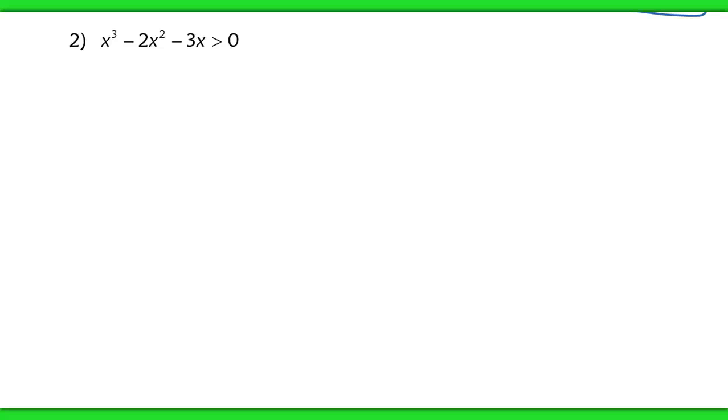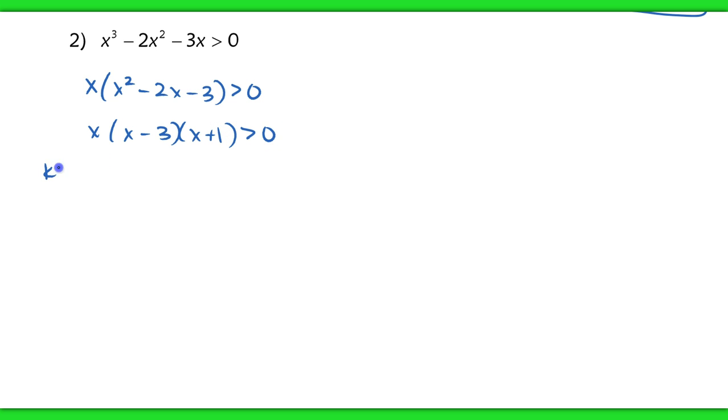Alright, so I'm going to factor this right away. I'm going to pull out the x here, and I have x squared minus 2x minus 3 is greater than 0. So I can factor this into x minus 3 and x plus 1 is greater than 0. Now my key numbers here are going to be x equals 0, x equals 3, and negative 1.